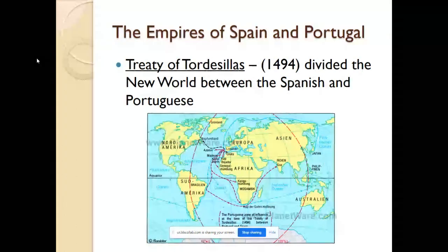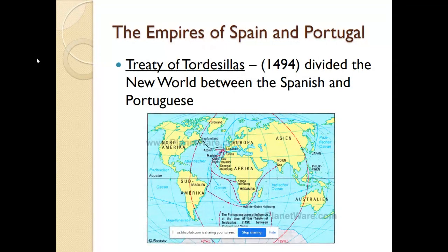So the Spanish and the Portuguese got together and they said, listen, we need to give some sort of structure to this. We don't want this to become a free for all. We don't want this to be a mess. We need to give this some sort of structure. So let's sit down and work out a way to divide all these lands.